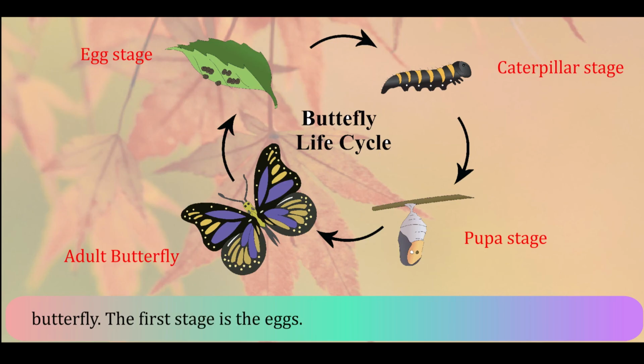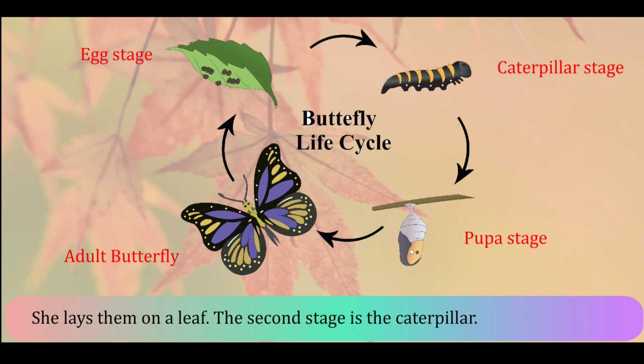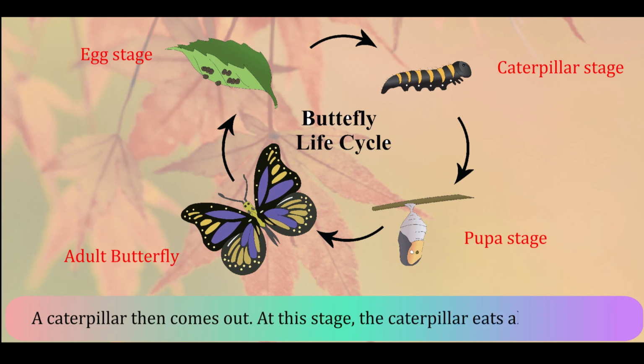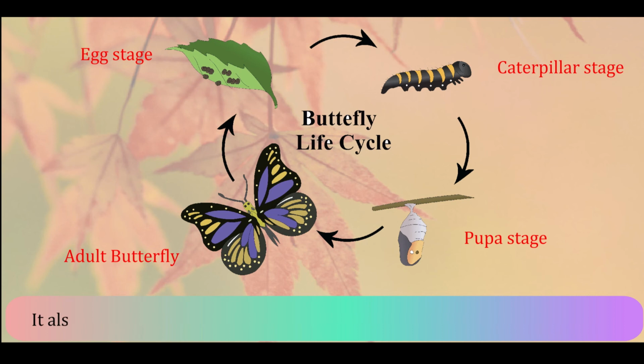The first stage is the eggs. This is where a female butterfly lays eggs. She lays them on a leaf. The second stage is the caterpillar. This is where the eggs hatch. It takes about 5 days for eggs to hatch. A caterpillar then comes out. At this stage, the caterpillar eats all the time. It also grows really fast.